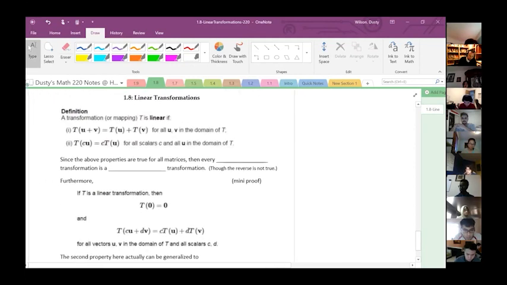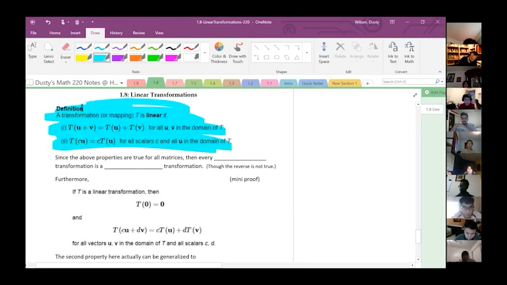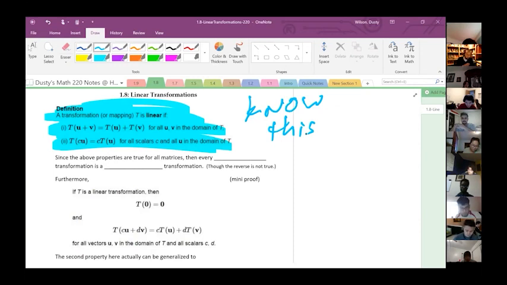So this next thing is important. A transformation or mapping T is linear if it has two conditions: T of U plus V equals T of U plus T of V, and T of CU equals C times T of U, for all scalars C and all U in the domain of T. Since the properties are true for all matrices, every matrix transformation is a linear transformation, though it's not always the other way around.